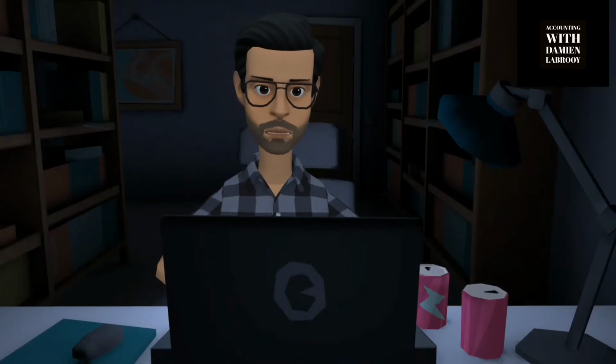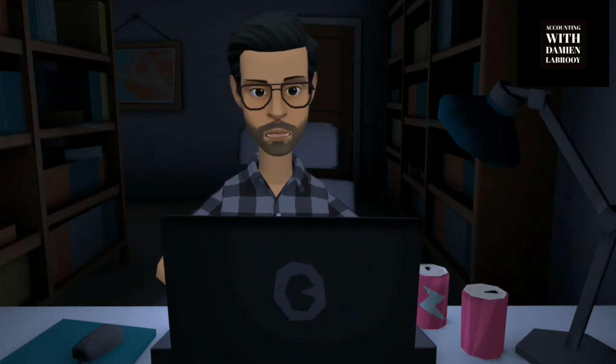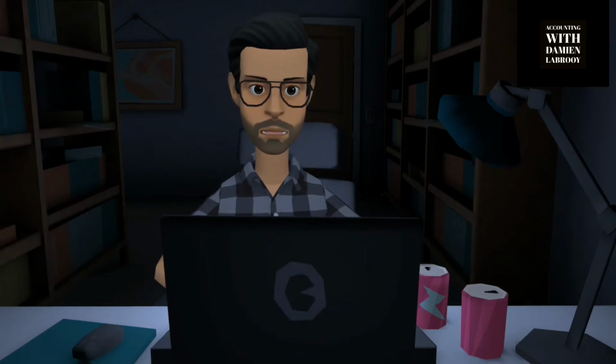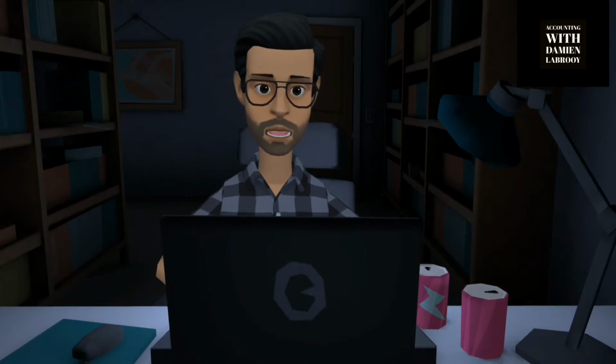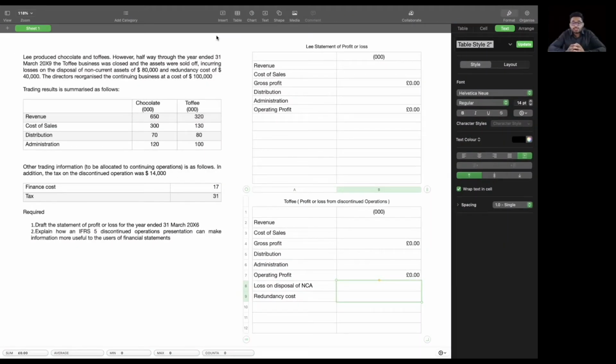Now that we have learned the theory behind discontinued operations, let's do a small calculation and see how this is done in practice. Lee produced chocolate and toffees. However, halfway through the year ended 31st March 2009, the toffee business was closed off and the assets were sold off, incurring losses on disposal of non-current assets of 80,000 and redundancy cost of 40,000. The directors reorganized the continuing business at a cost of 100,000.